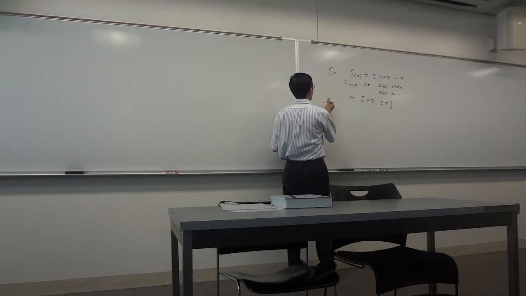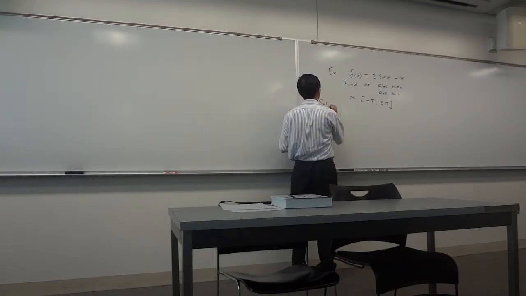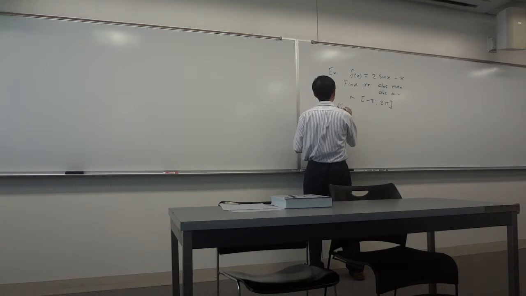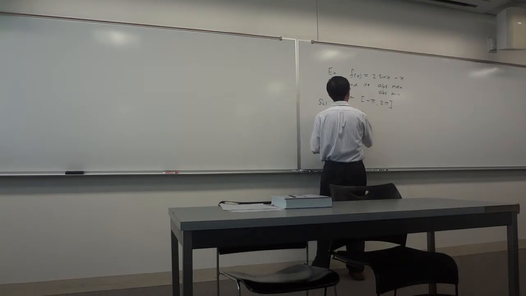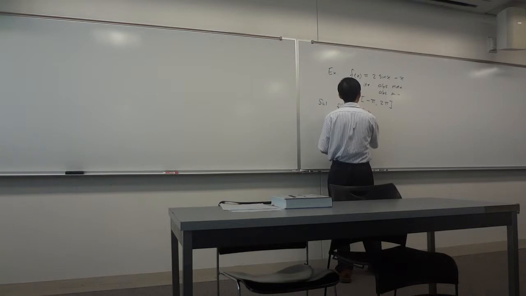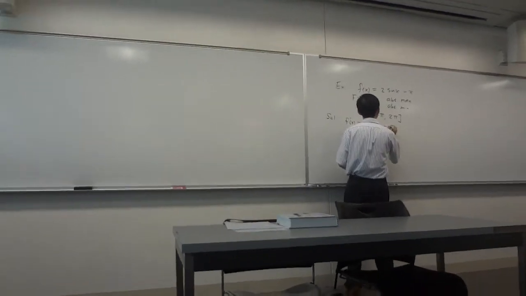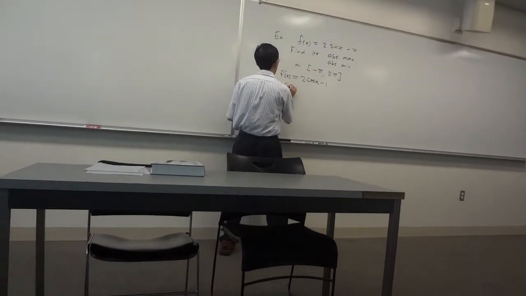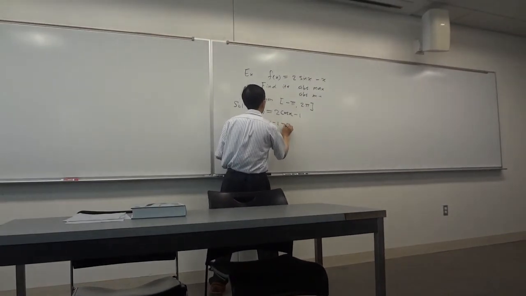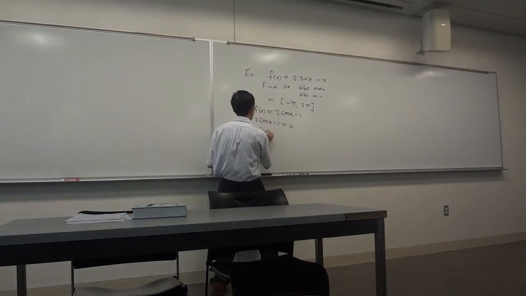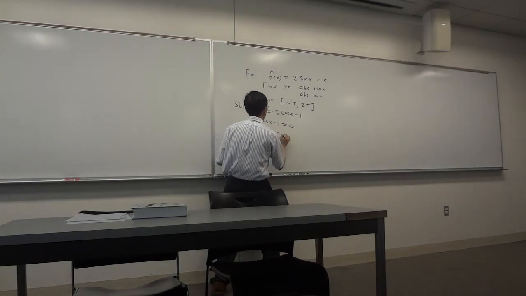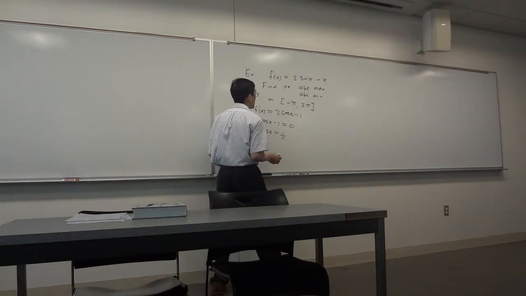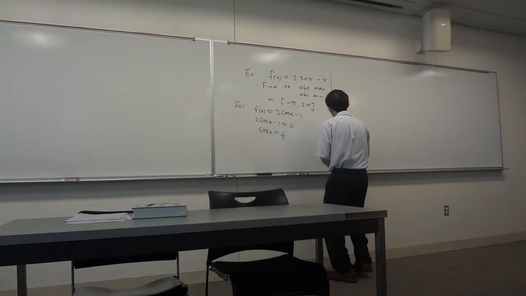Yeah. So the first step is to find the derivative of f(x). So you compute f prime of x, which will give you 2 cosine x minus 1. And then you have to find the critical numbers. So what are the x values? That's the big question.